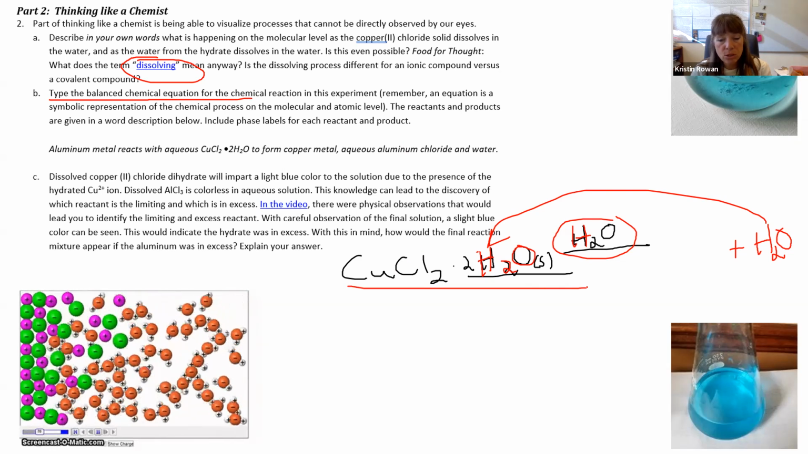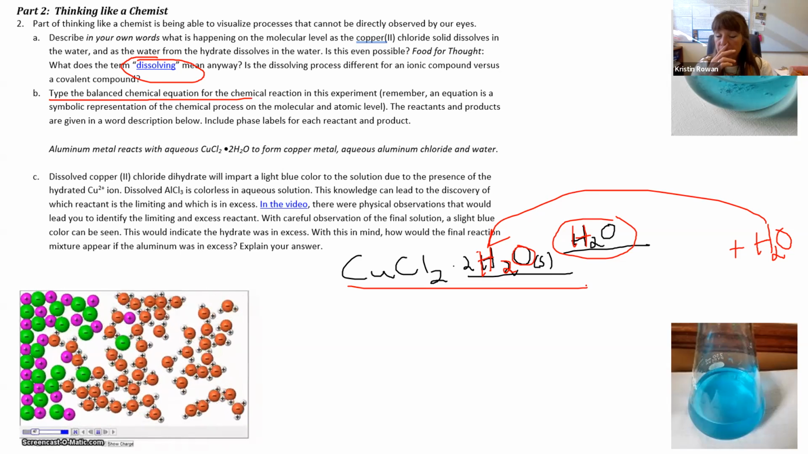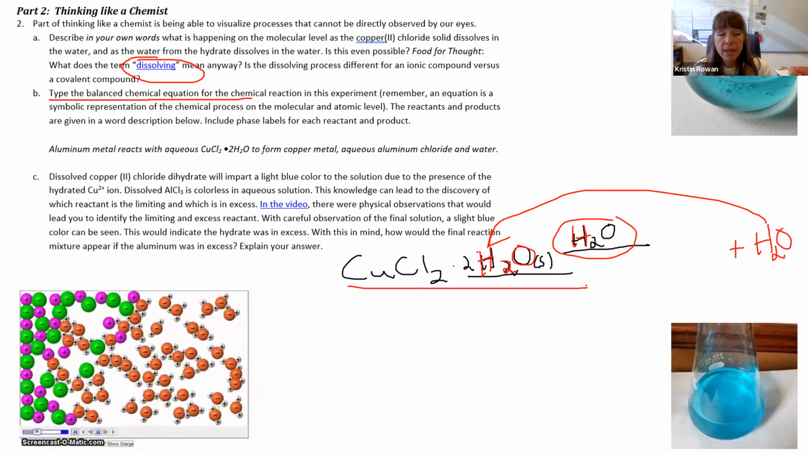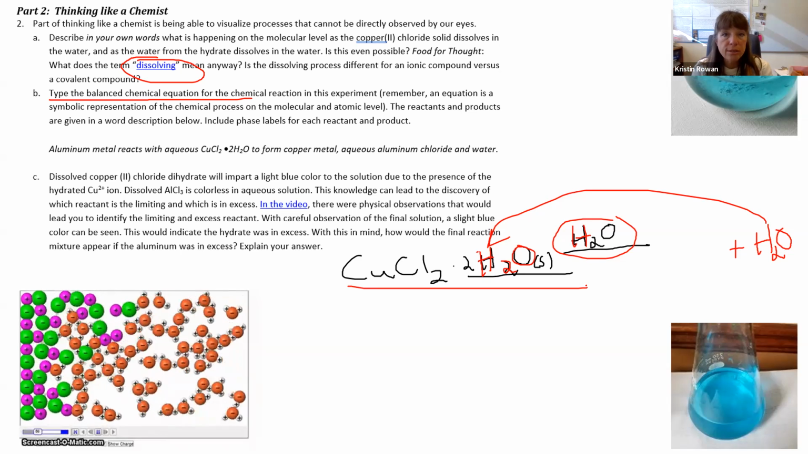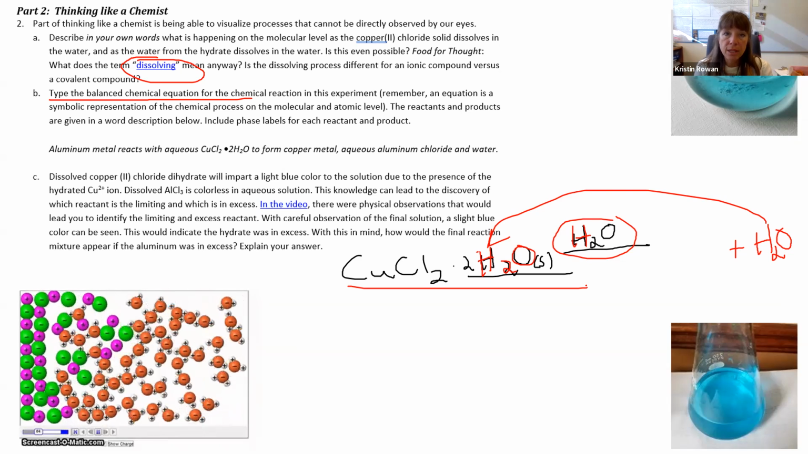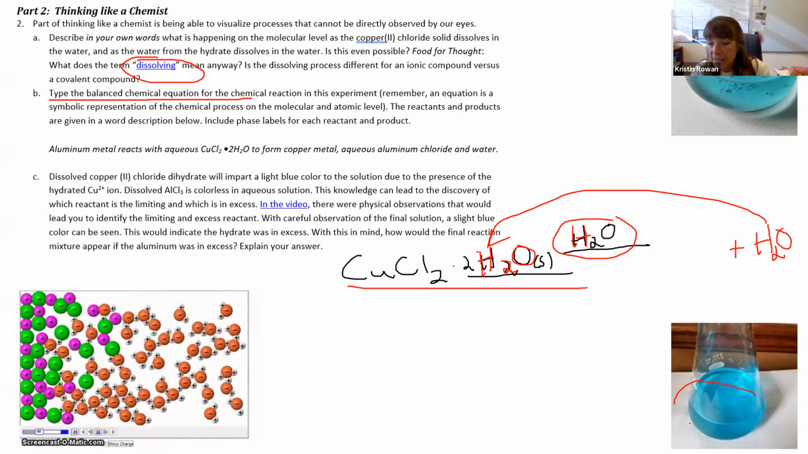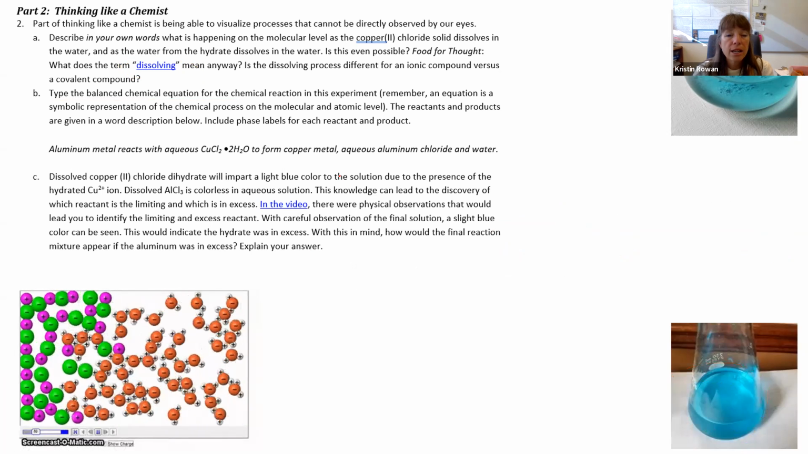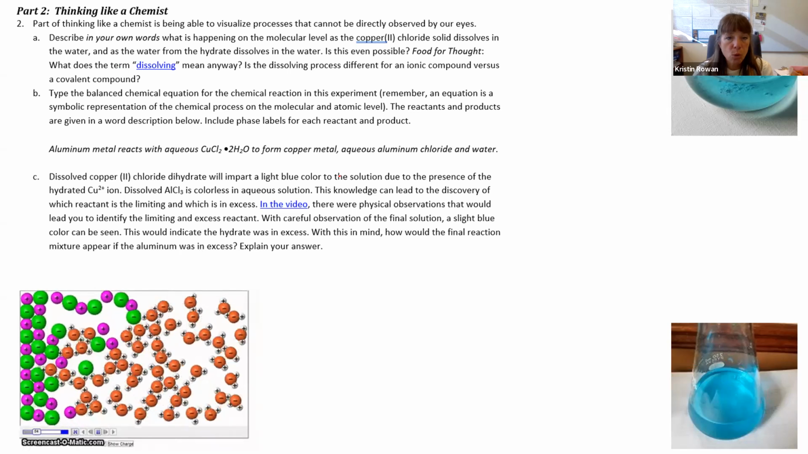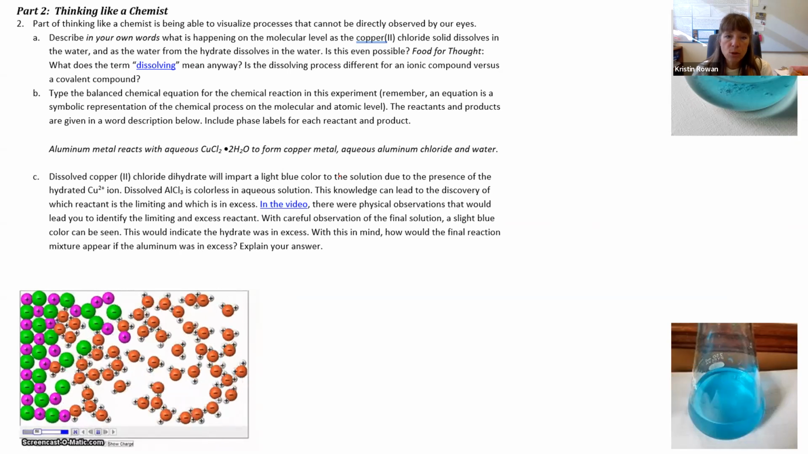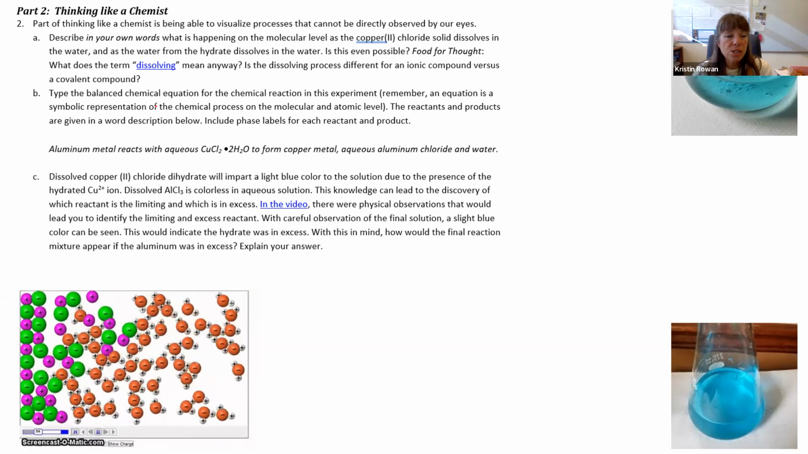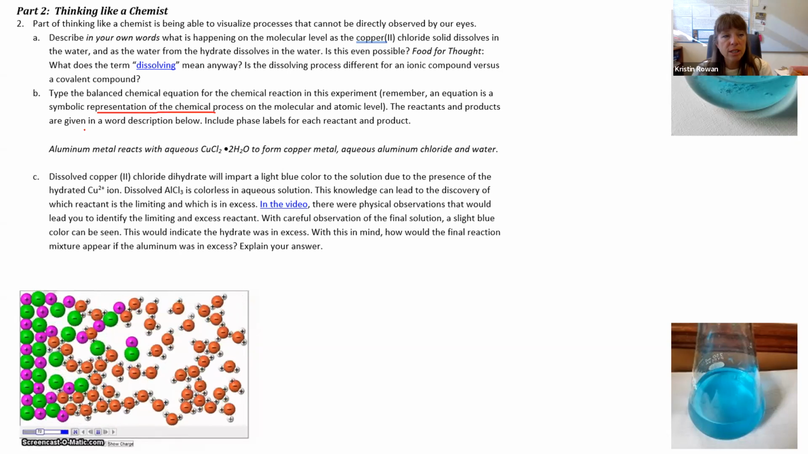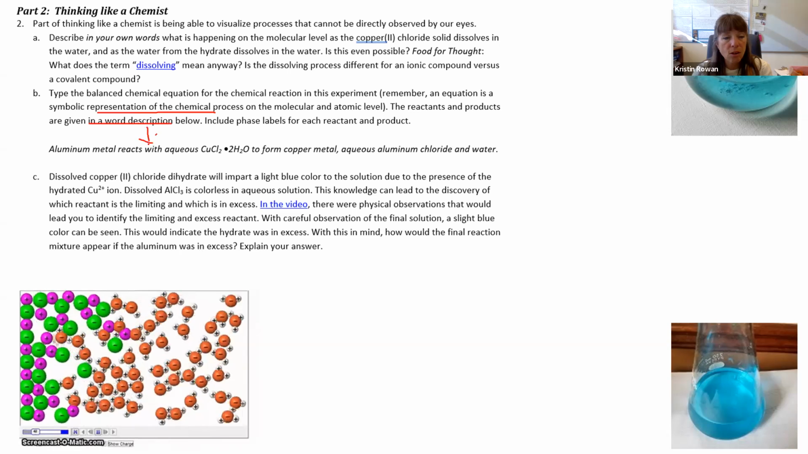And I've already given you, you can go look up, it tells you the words there, making a word equation into a chemical equation. It's a way to symbolize what's happening in my flask down here, because that's what we're trying to figure out. All right, so you're supposed to type that chemical equation for the chemical reaction that we're running. An equation is a symbolic representation, sure. The reactants and products are given in a word description, and there they are.